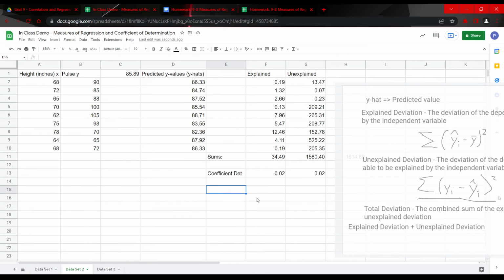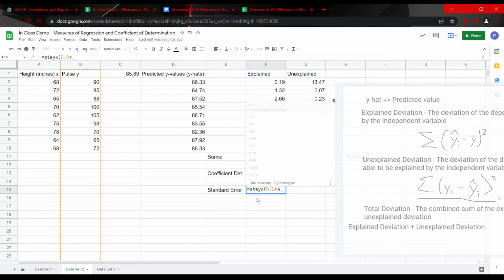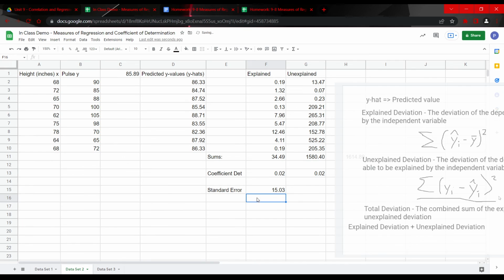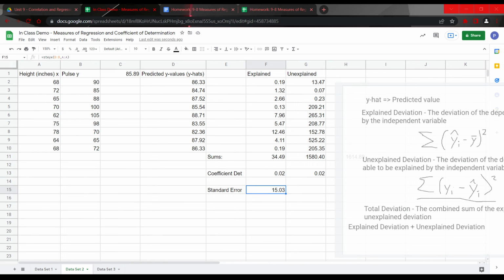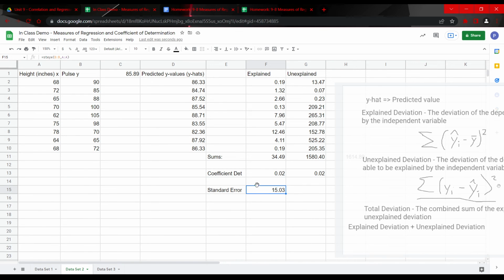Finally, I will find a standard error, and I am simply going to use STEYX of BBAA. So my standard error, if I do use it and I'm only correct 2% of the time, when I'm wrong, I'm wrong by about 15 points on average. Or in this case, since I'm measuring pulse, I'm wrong by about 15 beats per minute on average. And that's pretty much all you need to do.